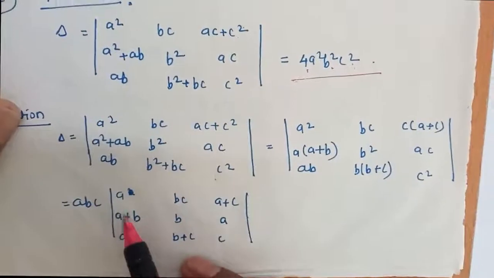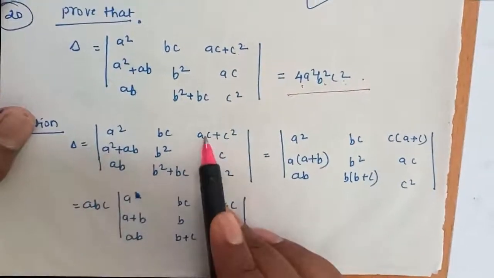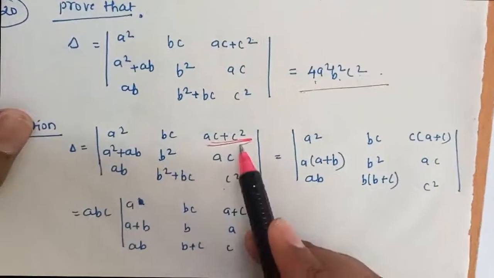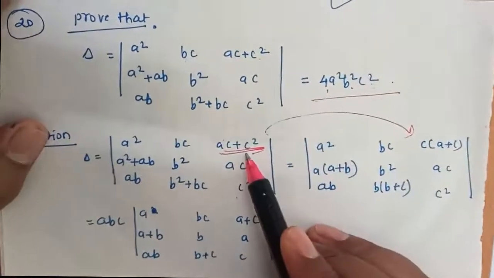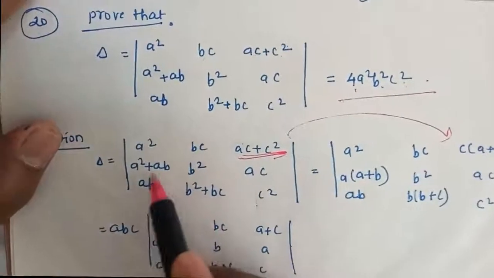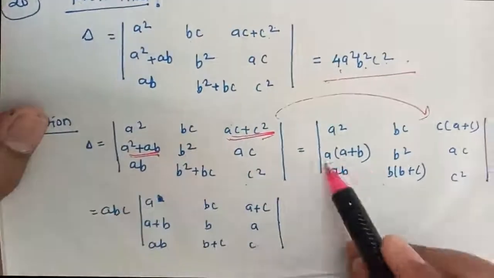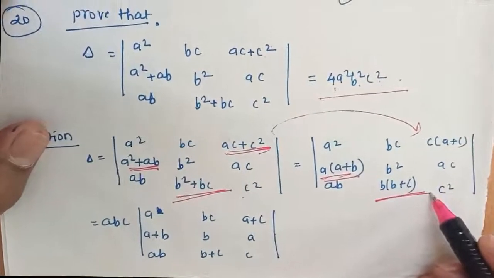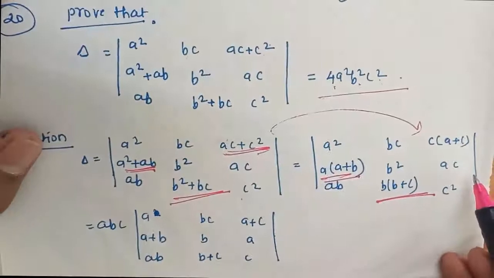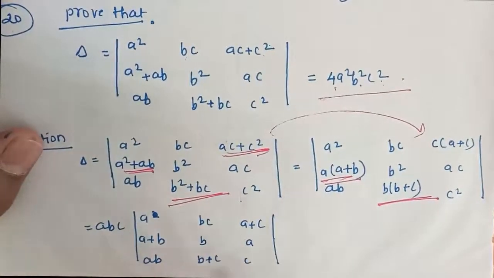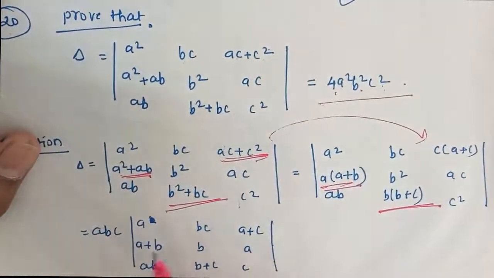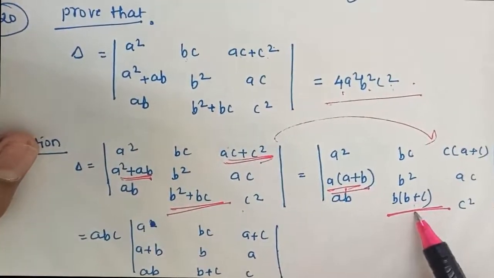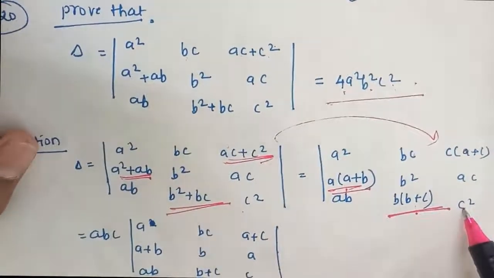So if I write it down, from this one I can take c common. I can convert this by taking c common, c bracket of a plus c. Even this I can take a common, so a bracket of a plus b will become. Even I can take b common from this one, this will become like this. So from this column I can take a common, from this column I can take b common, and from this column I can take c common.